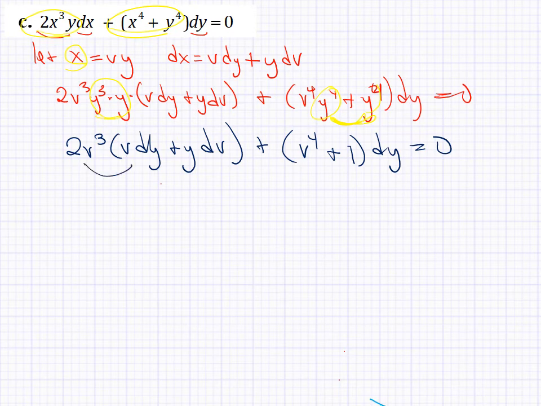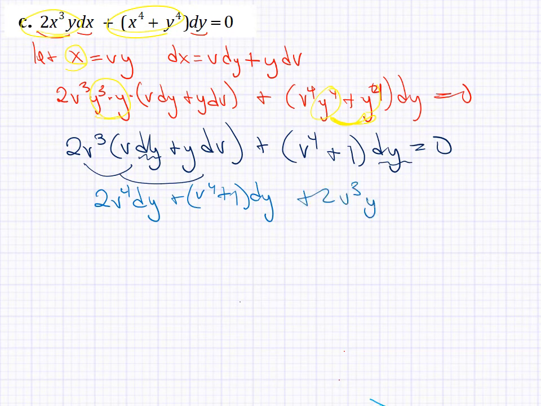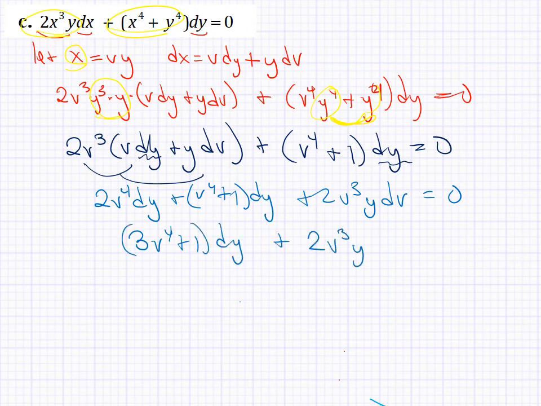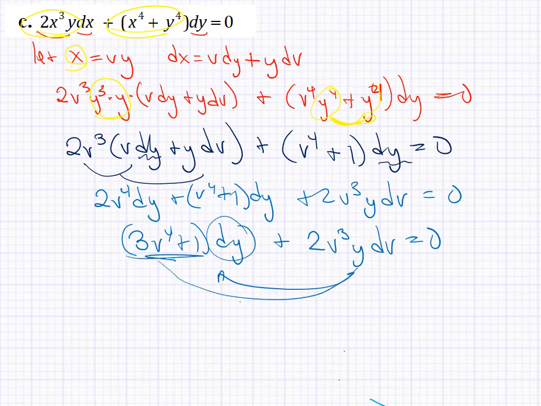So now I'm going to distribute this here and here, and group my dy terms. I see a dy here and a dy here. So I'm going to get 2v to the fourth dy, plus I have this v to the fourth plus 1 dy, and they're going to have to come together. And then I'll have 2v cubed y dv equals 0. So these coming together will give me 3v to the fourth plus 1 dy plus 2v cubed y dv equals 0. Now I'll divide by y to group it with the dy, take the v's, put them here, and I end up with dy over y plus 2v cubed dv over 3v to the fourth plus 1 equals 0.